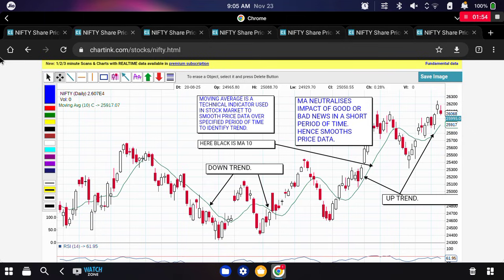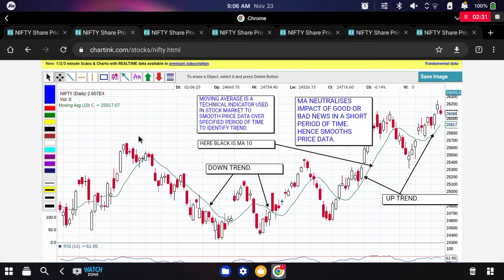Moving average is a technical indicator used in the stock market to smooth price data over specified period of time to identify the trend. Mind you, to identify the trend. Now there are two things in this. One is the smoothing data and other is to identify trend. Smoothing price data means what? Moving average will neutralize impact of good or bad news in a short period of time. Hence it smooths the price data. And it identifies the trend.